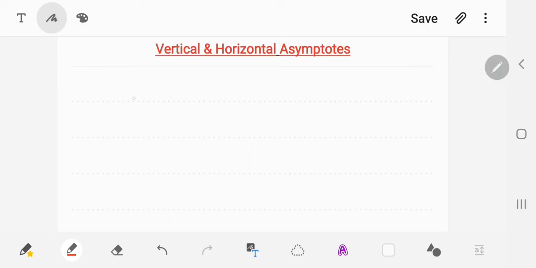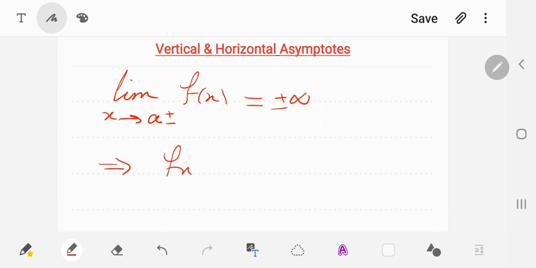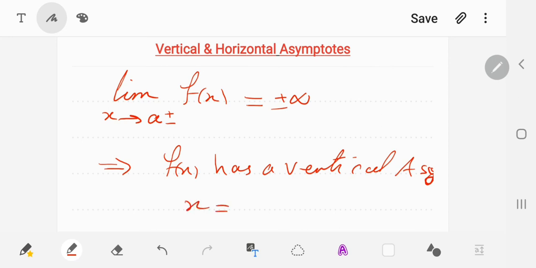So, what are the results that we have so far? As we explained, to find the vertical asymptote, we need to evaluate the limit of a function as x approaches a certain value like a, and if the answer is equal to infinity, positive or negative, whether we are approaching a from the right or left, then f of x has a vertical asymptote, which will be x equals a.